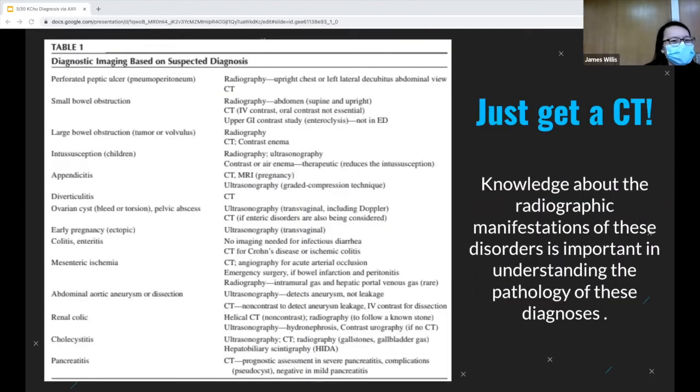Why don't we just get a CT? That is true. Usually we don't get abdominal X-rays in the emergency room, and for most of the pathologies that we see, the next best step is going to be a CAT scan or an ultrasound. But for the purposes of this lecture, knowledge about the radiographic manifestations of these diseases and disorders is important in understanding the pathology of the diagnosis. The other reasons to get an abdominal X-ray are if a patient's too unstable for a CAT scan, if CAT scan imaging will delay emergency surgery, and for kids, an X-ray will give you a lot of information.